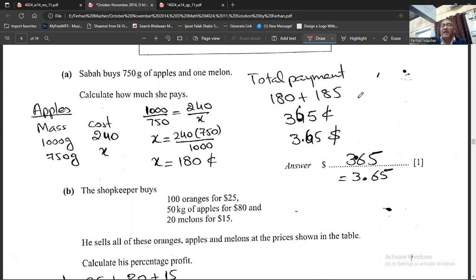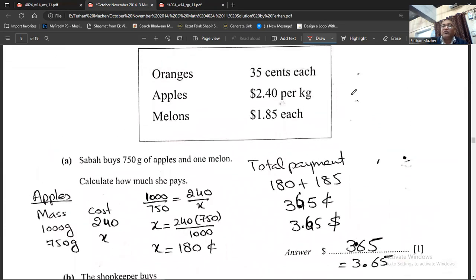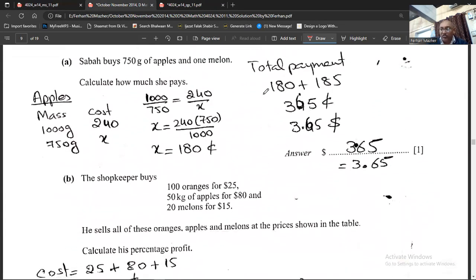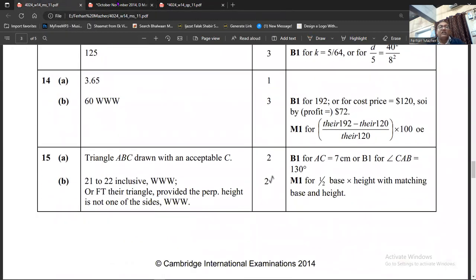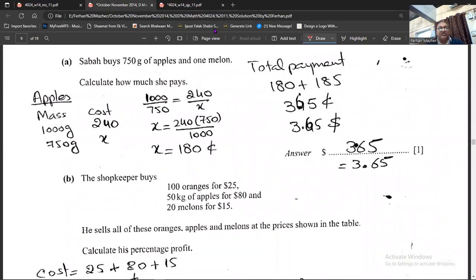And the price of the melon is 185 cents. So 180 plus 185 will be 365 cents. So in dollars, you divide it by 100, and you get $3.65. So let's check. $3.65, and this is the solution. This is how you do this.